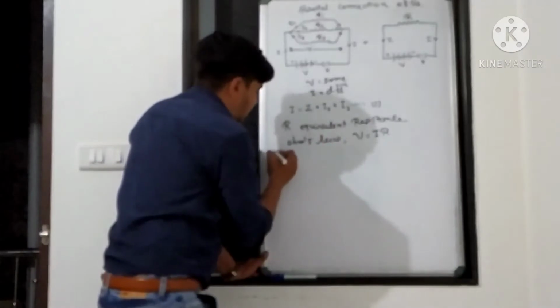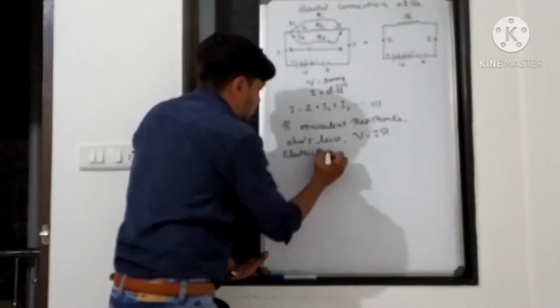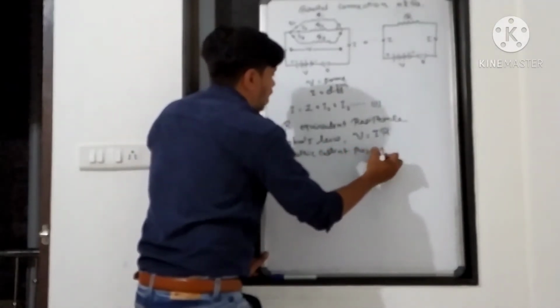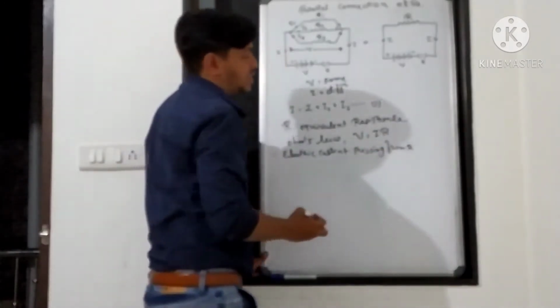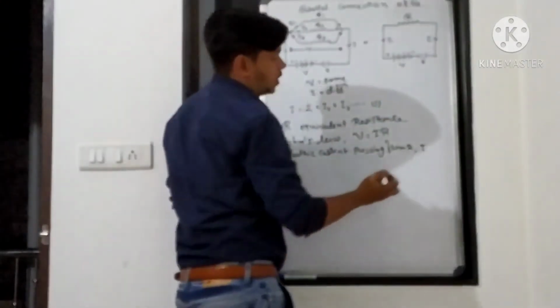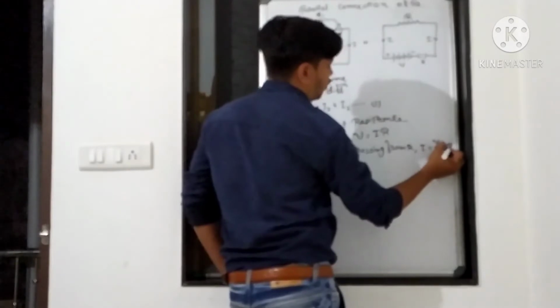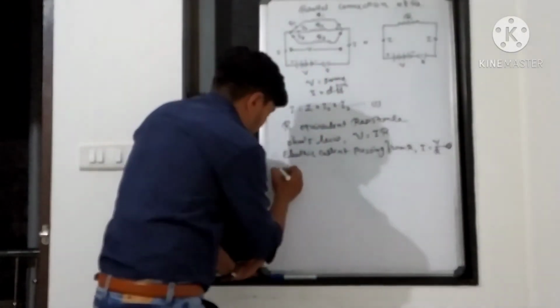So for that we can say that the electric current passing from R, what is the electric current passing from R? It is I. There is an I current, so I is equal to V upon R, which is equation number 2.